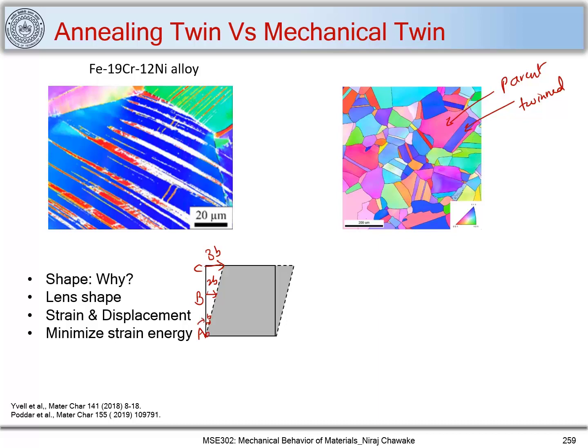So you can see that you have coordinated movements, and thus when there is a shape formation of this twin, the displacement is decreasing and it comes to 0. That is why you get a lens shape, to have minimum strain energy. You'll have minimum strain energy at this location where the displacements are 0. That is why we get this lens shape.